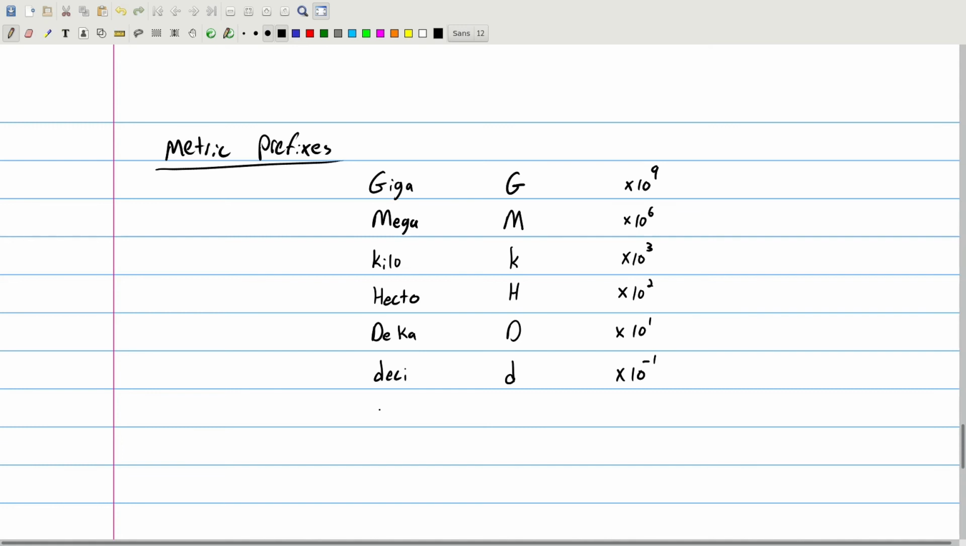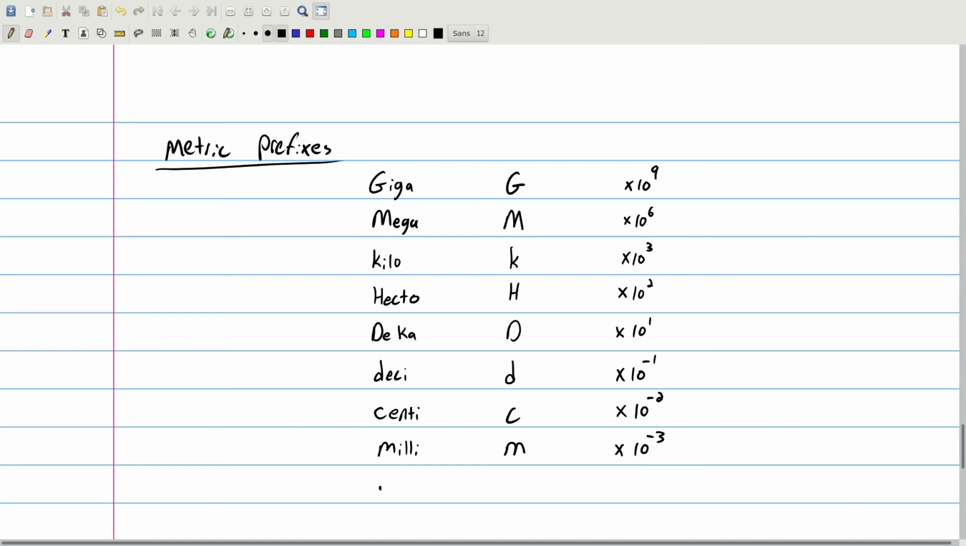After deci, we have a very common one in terms of length, centi, lowercase c, so like centimeters, and that's times 10 to the negative 2. So it's 1/100th of a meter if you have a centimeter. After the centi, you have milli. Milli is going to be a lowercase m. Remember, capital M is pointy at the top. Lowercase m is kind of rounded. That's times 10 to the negative 3.